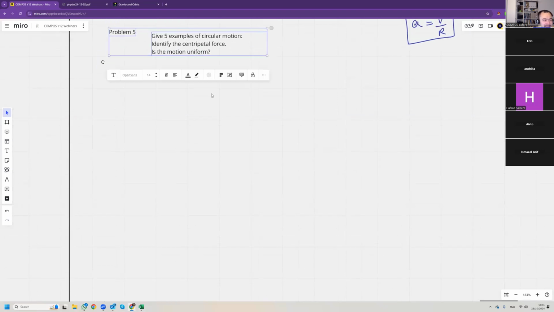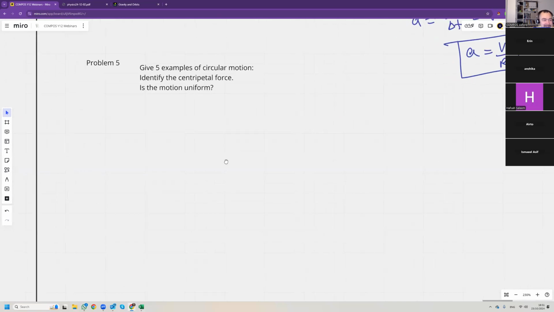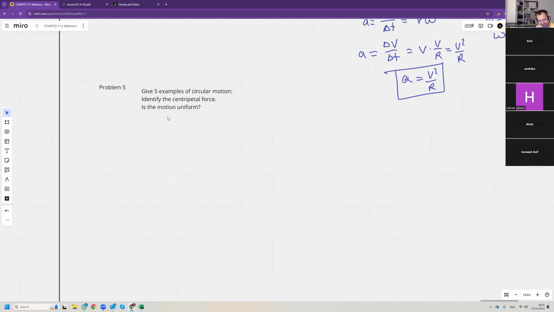It's funny today because I've written this problem, and then I asked somebody. I asked one of our tutors what I should put into the assignment, into the webinar, and they said, "You need to put like 5 examples of circular motion and identify the centripetal force," word for word, word for what I've written. So that means it's a good question.